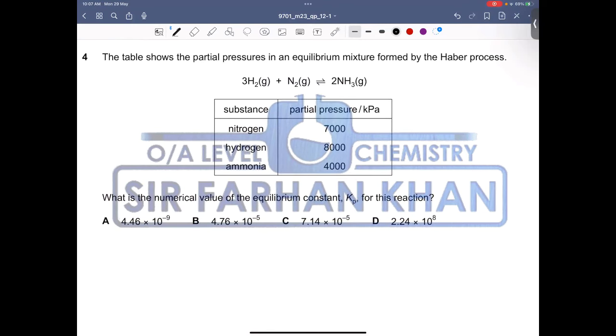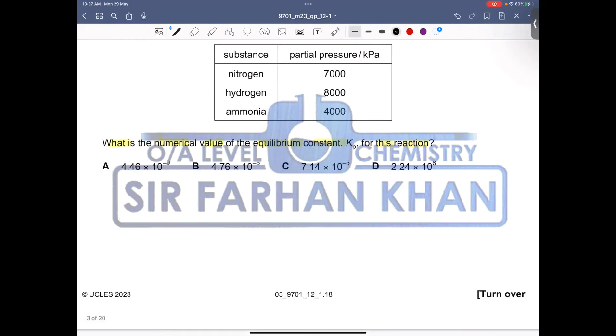Oh, this question seems to be related to Kp. The table shows the partial pressure in an equilibrium mixture formed by the Haber's process. What is the numerical value of the equilibrium constant Kp for this reaction? First of all, let's write down the Kp expression for this equation. So Kp equation has to be like this. Kp equals partial pressure of ammonia.